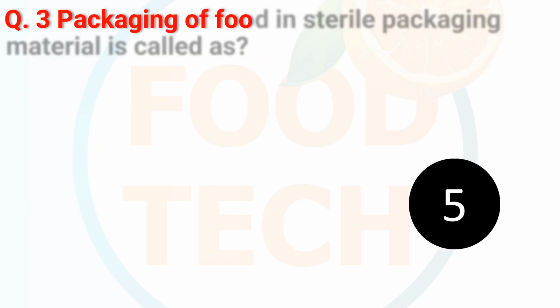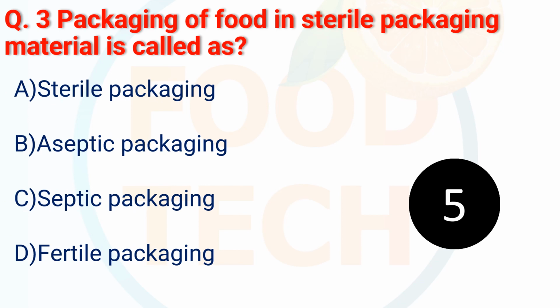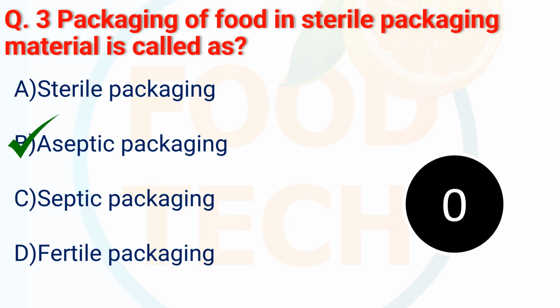Question 3. Packaging of food in sterile packaging material is called as A. Sterile packaging, B. Aseptic packaging, C. Septic packaging, D. Fertile packaging. The answer is B. Aseptic packaging.